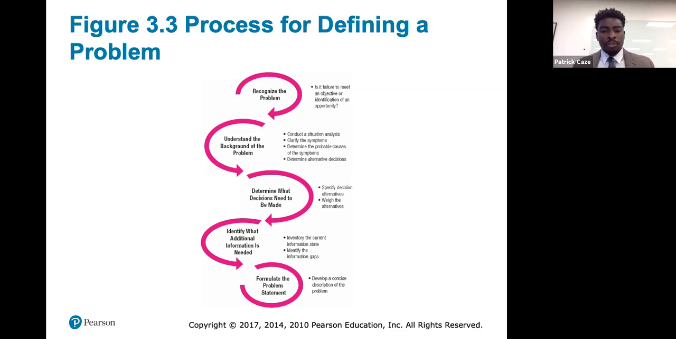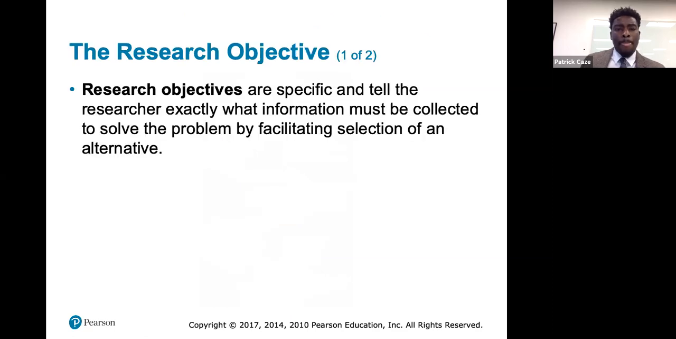So take an opportunity, look at the process. Look at these subsets of each category within the process for defining a problem. Research objectives tell us exactly what information would be collected to solve the problem, by facilitating selection of an alternative. So we'll get into null hypotheses and alternative hypotheses. It's coming up next, but we'll talk about it later on down the road.